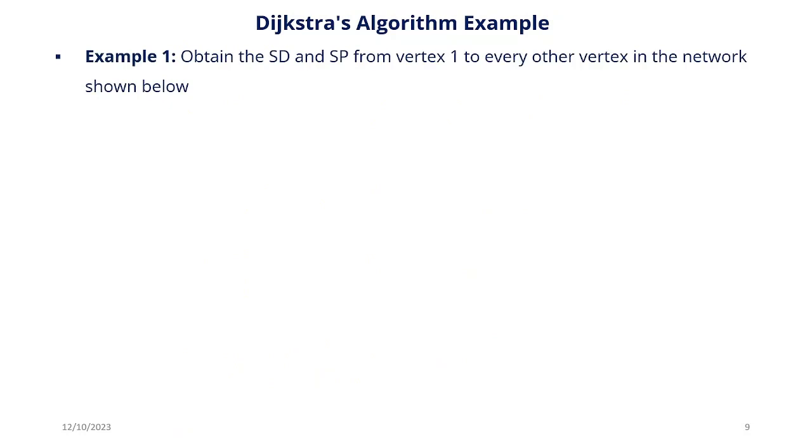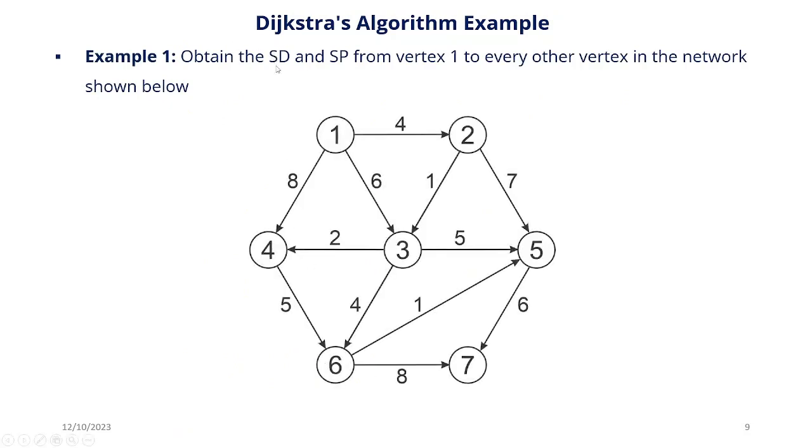Dijkstra's algorithm example. Example 1. Obtain the shortest distance and the shortest path from vertex 1 to every other vertex in the network shown below. What we are trying to do in this example is look for the shortest path from the first vertex to vertex 2, then the shortest path to vertex 3, then from 1 to vertex 4, from 1 to vertex 5, from 1 to vertex 6, and from 1 to vertex 7. So the algorithm is going to produce a set of paths from 1 to every other vertex inside the graph. That means there are going to be 6 paths that will be created when we solve this problem.